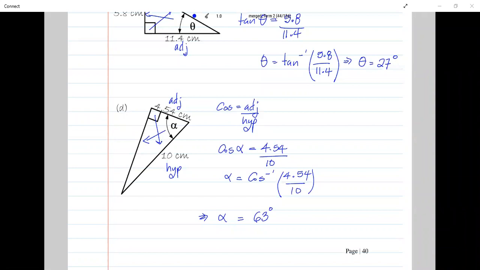All right. So here, what we have shown is that trig ratios may be used to find the length of an unknown side or the size of an unknown angle of a right angle triangle. In other words, trig ratios are used to solve a right angle triangle.